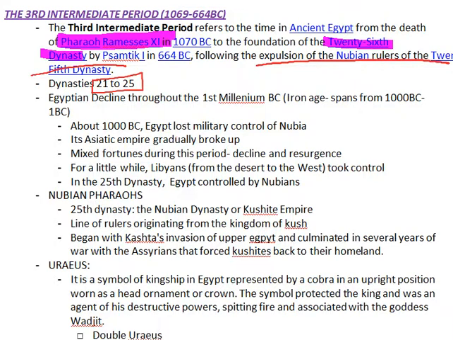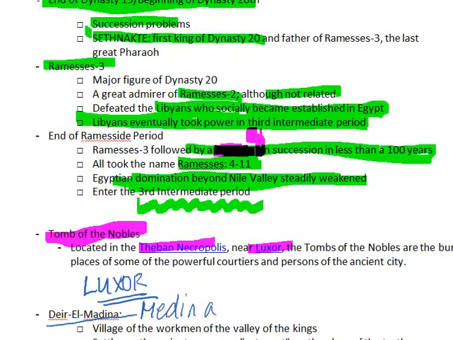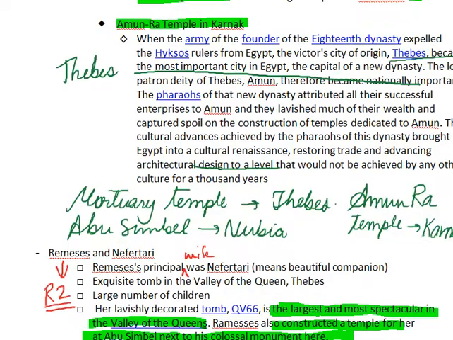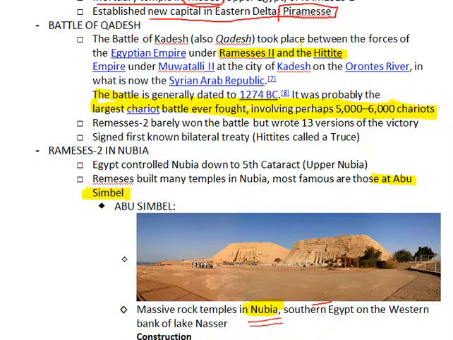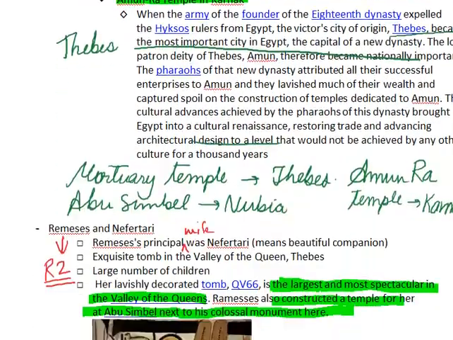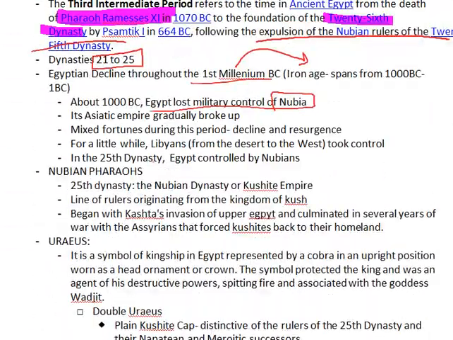Egyptian decline throughout the first millennium BC. The first millennium BC would be the Iron Age, which spans from 1000 BC to 1 BC. About 1000 BC, Egypt lost military control over Nubia. So remember, if I just scroll up a little bit here, we talked about Ramesses III, who took control. Where do we have Nubians? Right here, Ramesses II, Egypt controlled Nubia. So that has changed now. Nubia is revolting. So they're losing control over Nubia at about 1000 BC.